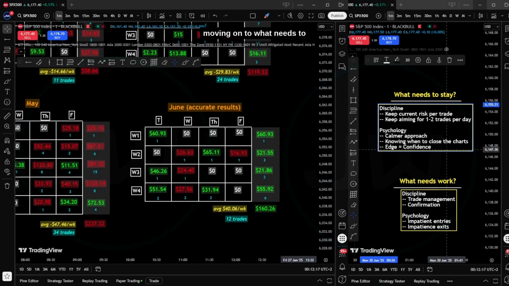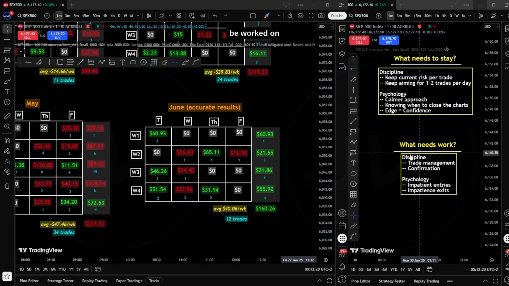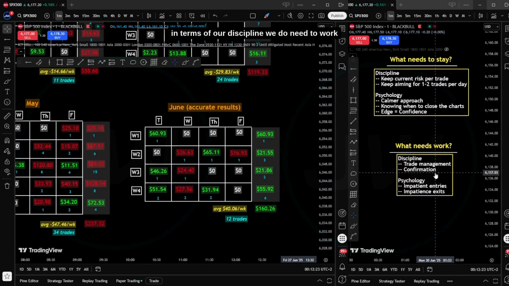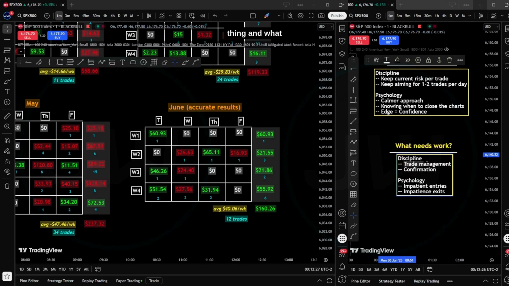Now moving on to what needs to be worked on. In terms of our discipline, we do need to work on our trade management. This is a big thing, and this is what we're going to be talking about the most. And it's mainly things like the partials that we're taking, when to close the trade, when to exit, all of that. Also confirmation. We also need to be disciplined enough to wait for the right confirmation before entering. This also ties in with the psychology part.